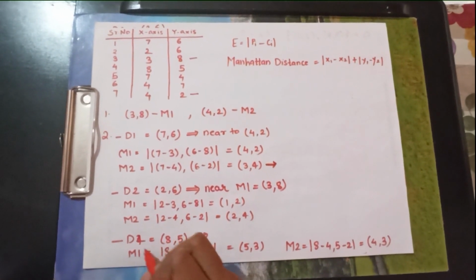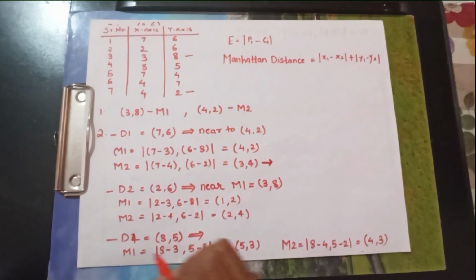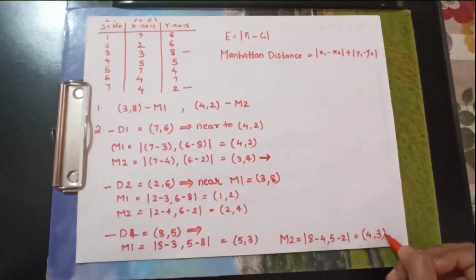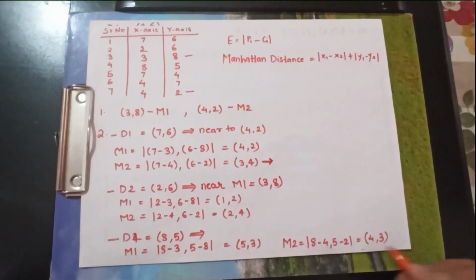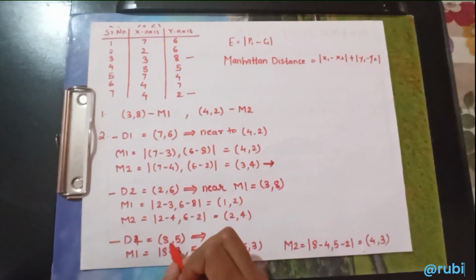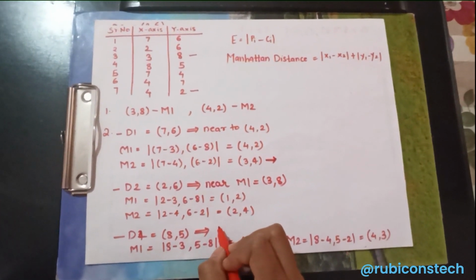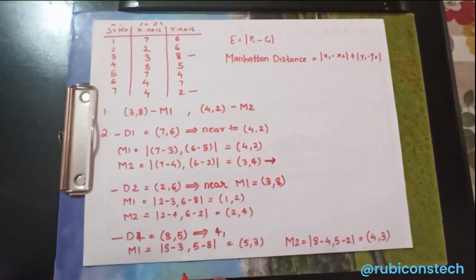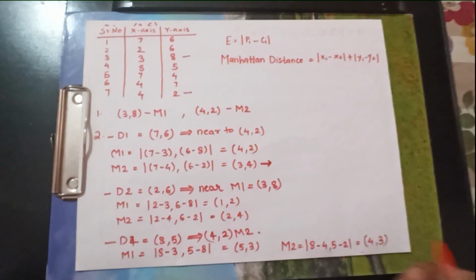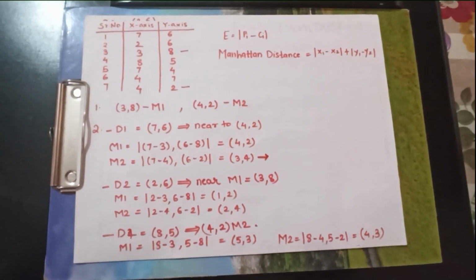For data point 4, that is (8,5), we are again calculating the distance for medoid 1. We get the distance as (5,3), and for medoid 2 you get the distance as (4,3). Again you can see that (4,3) is a smaller distance, so the data point (8,5) will lie within the cluster which consists of your medoid (4,2), that is medoid 2. Similarly you will calculate for all the data points in the data set.